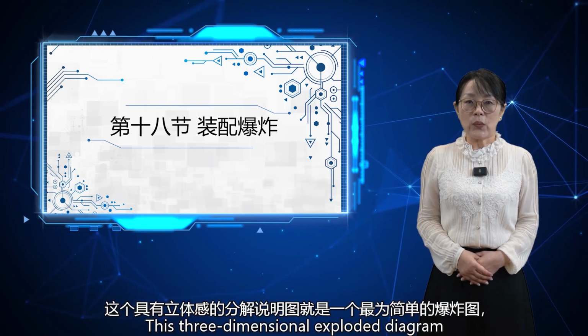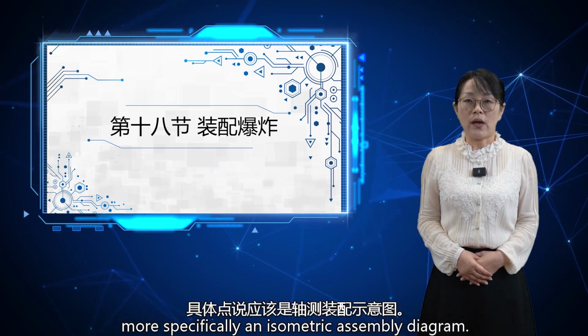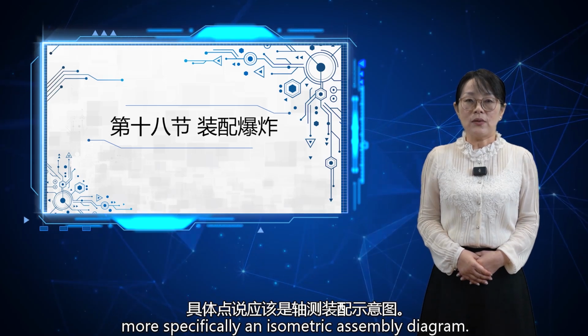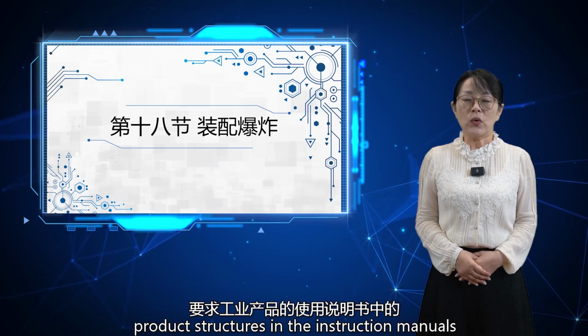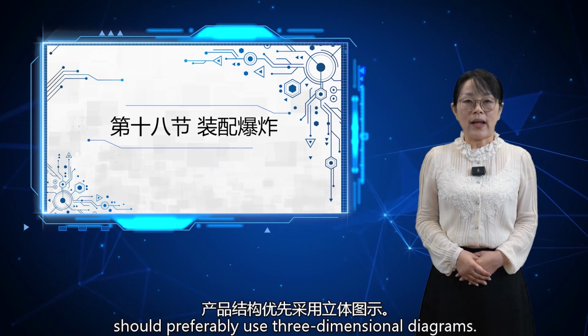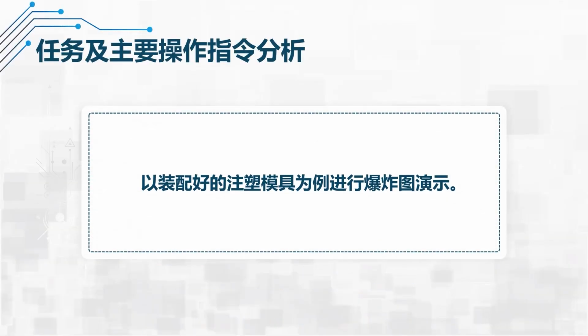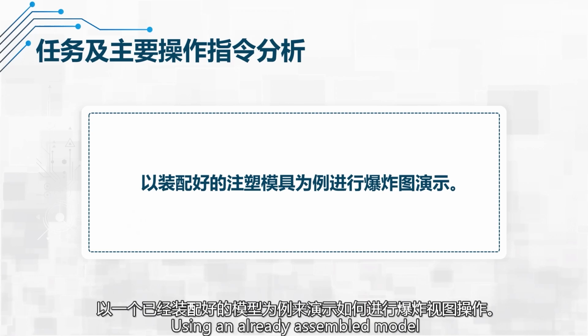This three-dimensional exploded diagram is one of the simplest exploded views, more specifically an isometric assembly diagram. National standards also specify that product structures in the structure manuals of industrial products should preferably use three-dimensional diagrams. In this lesson, we will mainly explain the process of generating an exploded view, using an already assembled model as an example to demonstrate how to perform the exploded view operation.